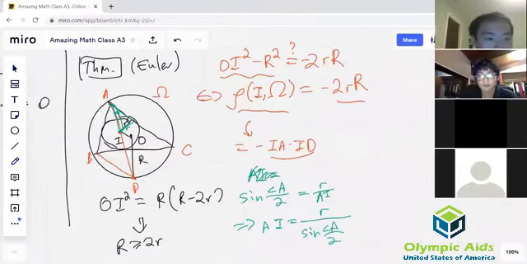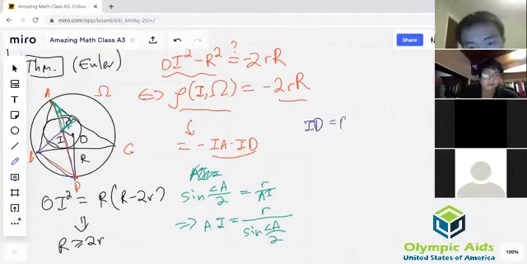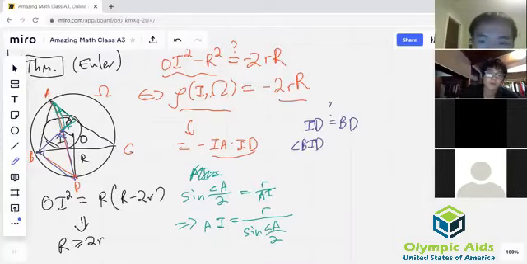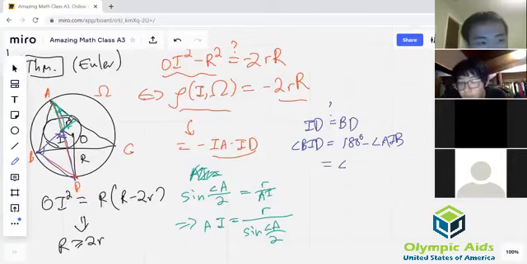What else do we know? Well, we can try to calculate ID. Well, first, we claim that this triangle is isosceles, that ID is equal to BD. Why is this true? This is true by angle chasing. We claim that these two angles are equal, which means it's isosceles, so angle BID, well, that's equal to 180 degrees minus angle AIB. This is equal to angle IBA plus angle IAB.